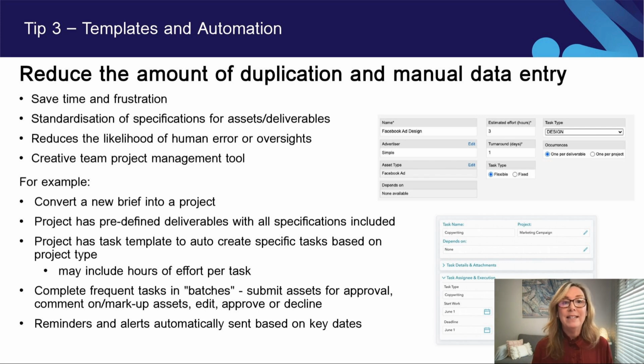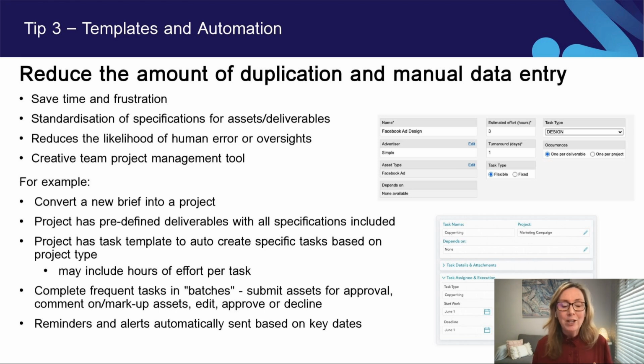And it really then feeds into having a really effective creative team project management tool, which can do all of this for you. So what are some examples of things that you might like to consider having templates for or automating? So we might consider, how can we convert a new brief into a project? So that new request, that new brief that I've just received as the traffic manager, asking us to do some new work, how can I take that and automatically turn it into a project without having to copy and paste things and transfer from one to another?